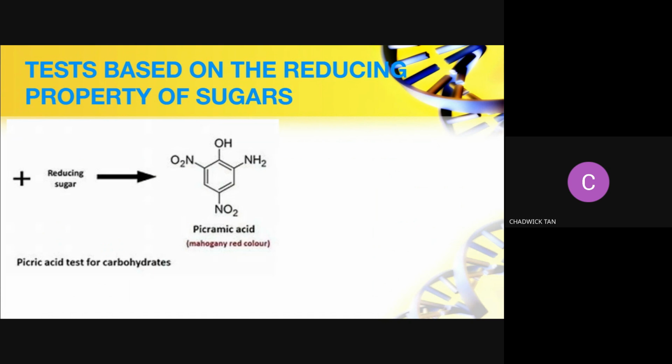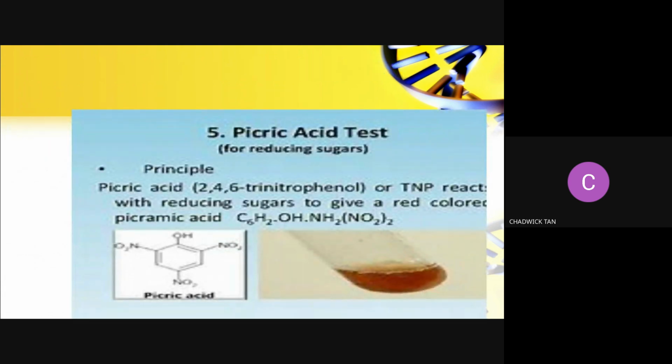Okay, yung picric acid natin, picric acid test for carbohydrates, ang reducing sugar mo will form mahogany red color. So, sa sucrose, dapat hindi siya magkakaroon ng change in color. Okay, only the reducing sugar. So, all the monosaccharides. So, maltose, glucose, fructose, lactose as well.